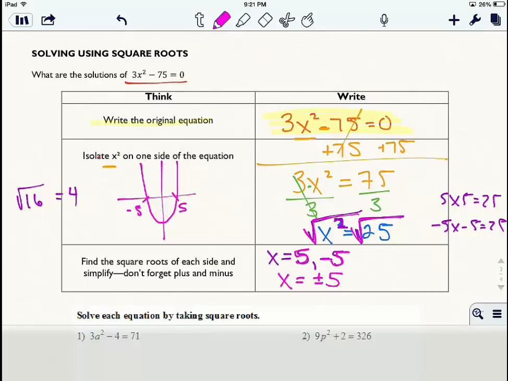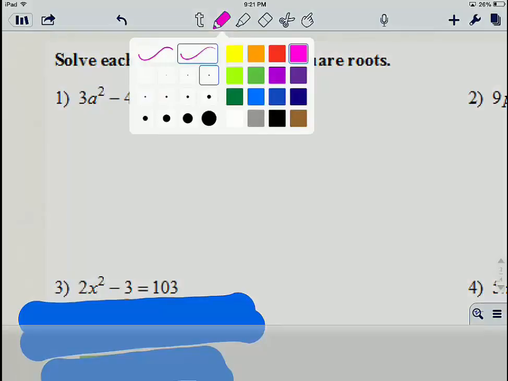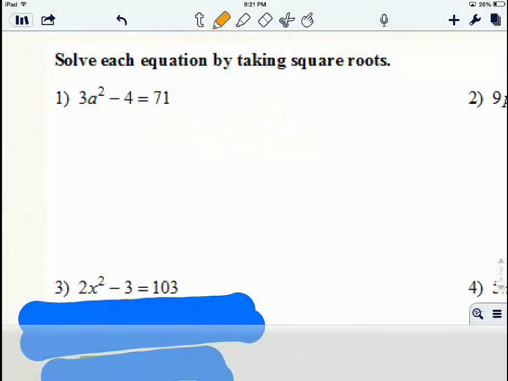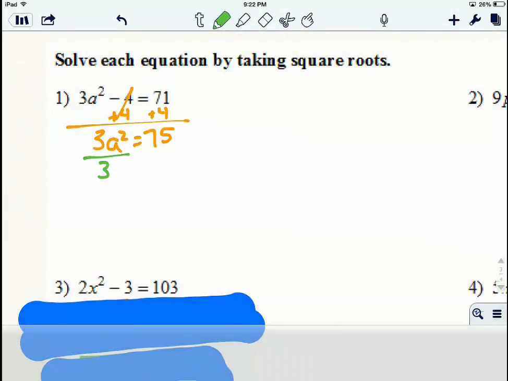Let's try 3. The first one, number 1, 3a squared minus 4a equals 71. Now we need to get rid of the 4, so we're going to add 4 to both sides. And that leaves us with 3a squared. Negative 4 plus 4 cancel out, and we have 75. Now we want to divide both sides by 3. So a squared equals 25.